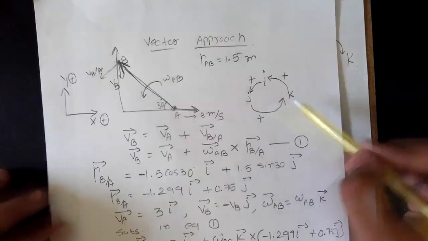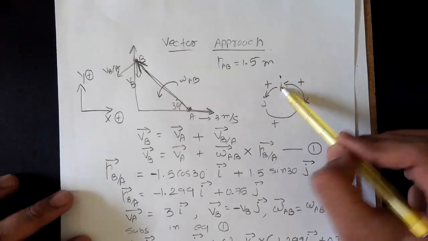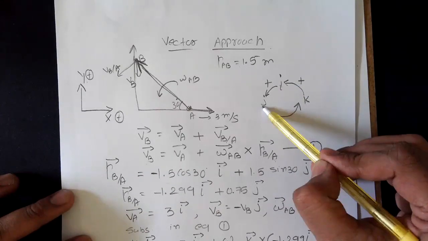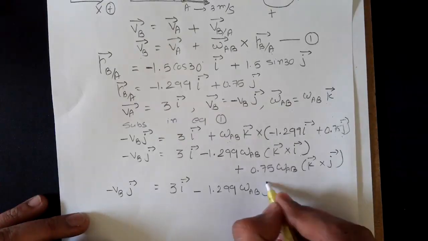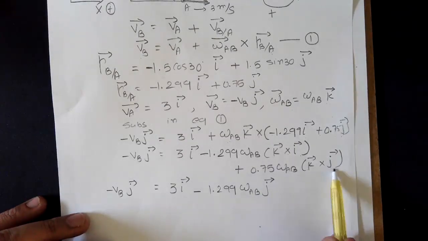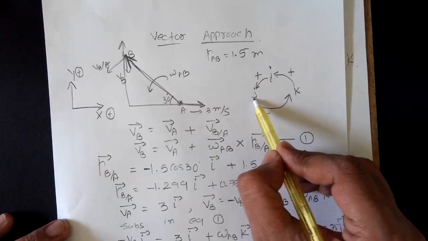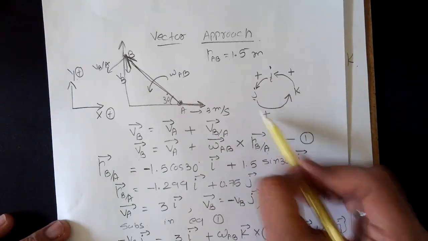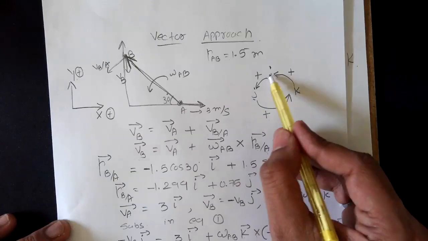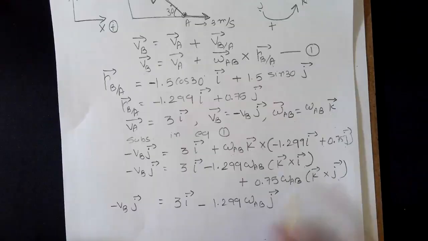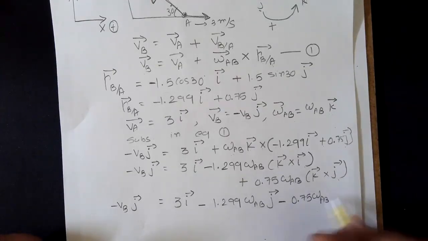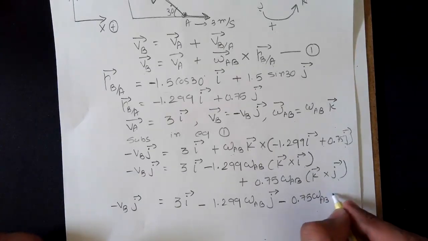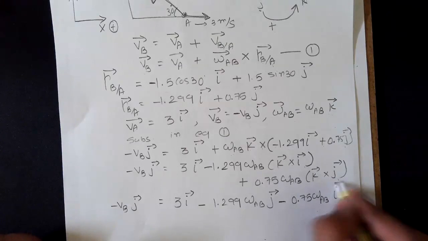What is k cross i? Let's look at this. So k cross i, it's counterclockwise, gives us positive j. So we can replace k cross i with positive j in this equation. And what is k cross j? If you look at the previous diagram here, for k cross j we are going in the opposite direction of the positive sign. So k cross j gives us negative i. Okay, so we have to put a negative sign here, minus 0.75 omega AB, and k cross j is negative i. Okay, so that's negative i.